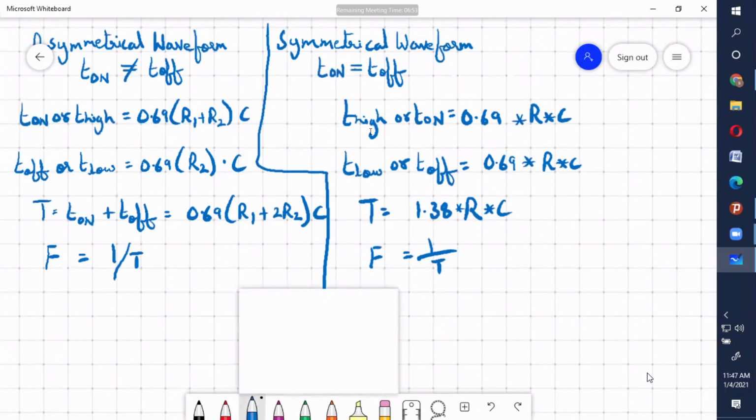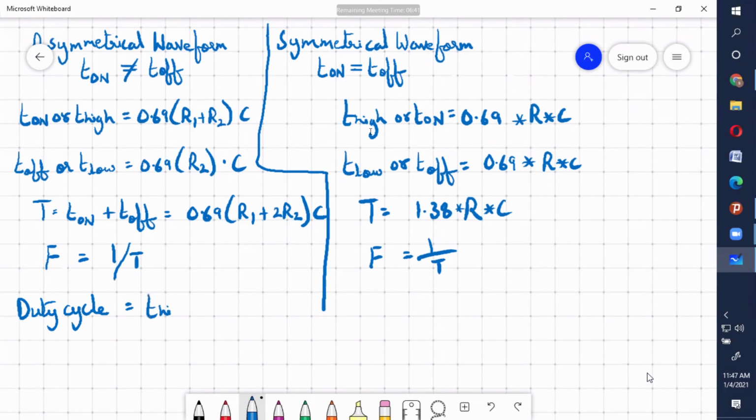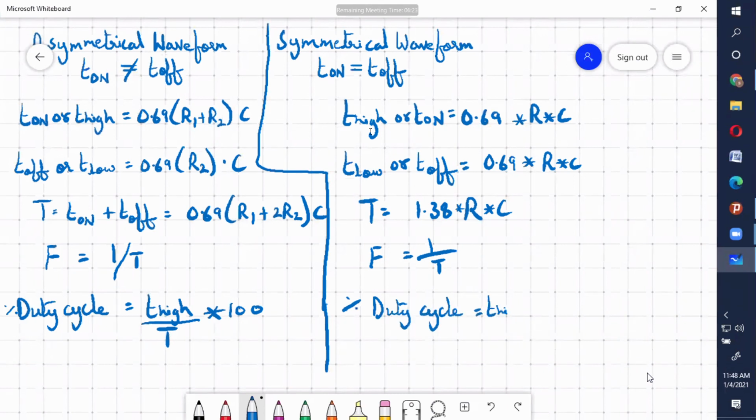One more thing is the duty cycle. Percentage duty cycle is given as T high or T on by T, into 100.